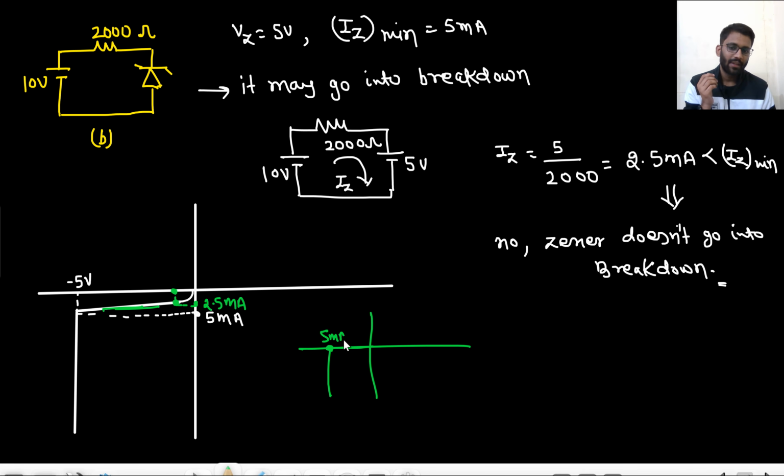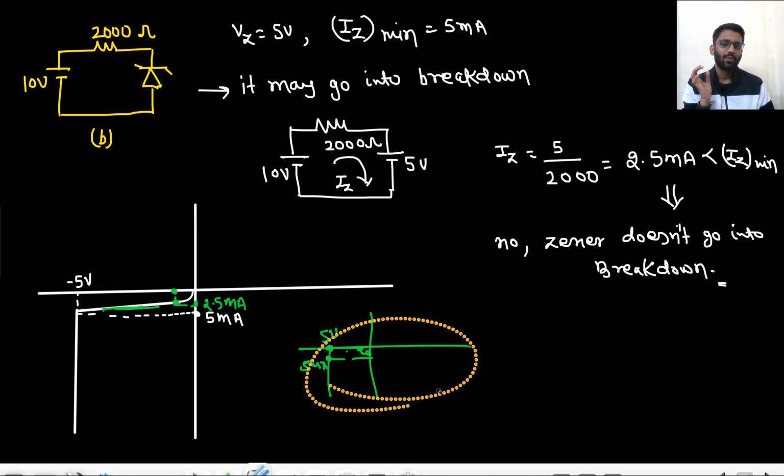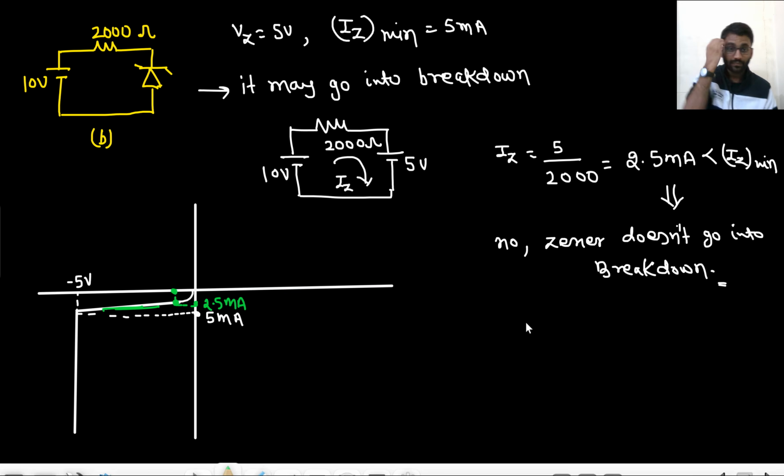At 5 volt, the minimum current you expected was 5 milliampere, but the current you get is 2.5 milliampere. That means you are somewhere here only. So your diode is not going into the breakdown region. So the Zener diode doesn't go into breakdown region. Are you getting my point? So it is in reverse bias only. So Zener is in reverse bias.